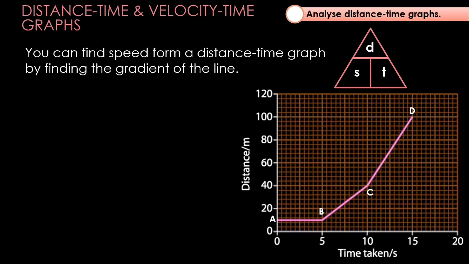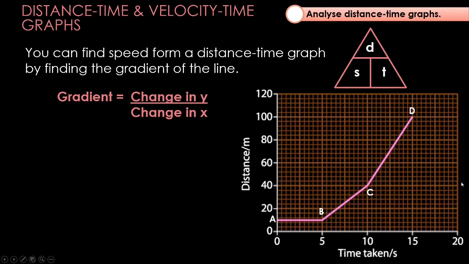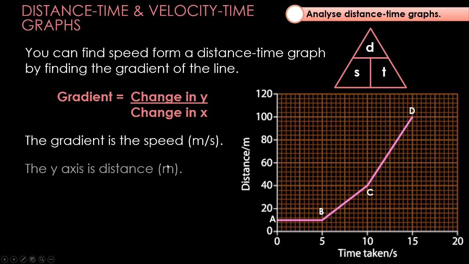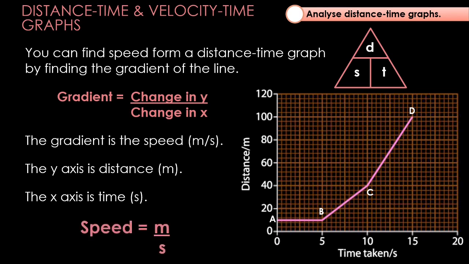What we've really done there is we found the gradient of the line. The gradient of a line we normally find by doing the change in y divided by the change in x. We did the change in y, which was 100 down to 40, so 60. And the change in x, which was 15 down to 10, so 5. So we did 60 over 5. The gradient we've calculated was the speed, meters per second. The y-axis was measured in meters, and the x-axis was measured in seconds. So we did the change in the meters divided by the change in the seconds. We did meters divided by seconds, which is what gives us speed.